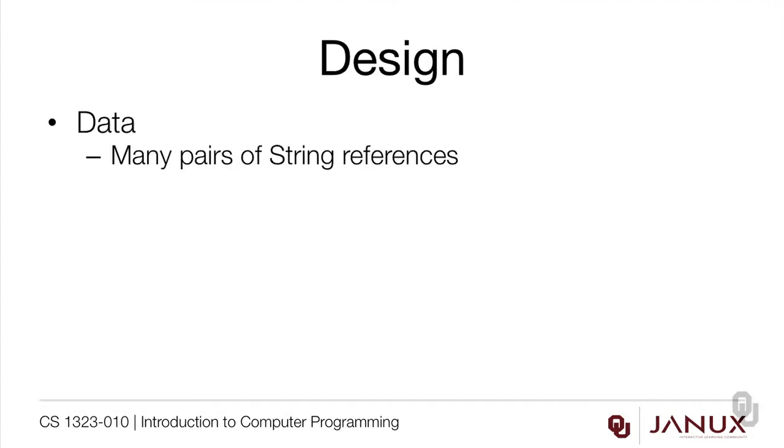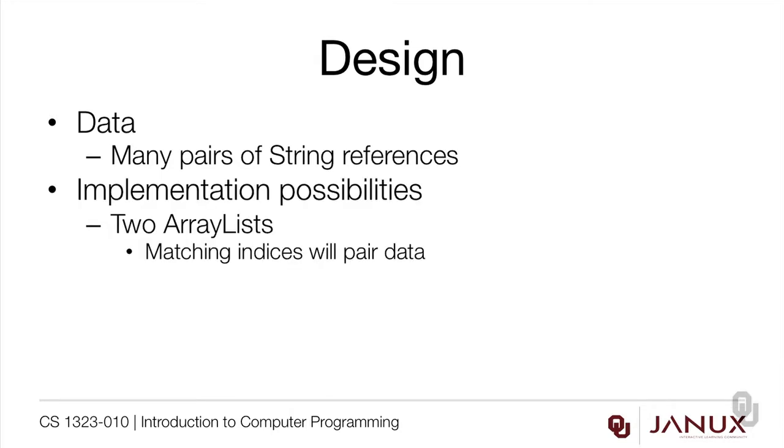What should the design look like? Well, the data are going to be pairs of string references. So we have to think about what the implementation possibilities are. Now, we could use 2 array lists in parallel, with matching indices being used to pair the data. So, for example, we'd have an array list that stores the keys, another array list that stores the values, and we would know that the key matched the value if they were both at the same index.